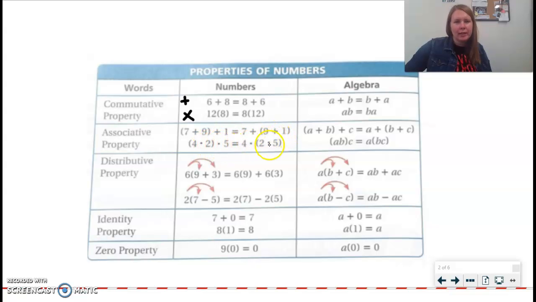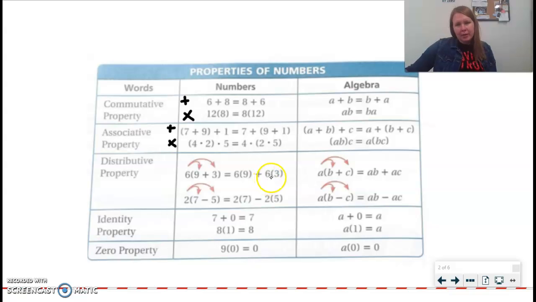And the same thing works for multiplication. Whether you group the 4 and the 2 together, or the 2 and the 5, or if you moved the 4 over and did the 4 and the 5 together, this again is a property for addition and multiplication.